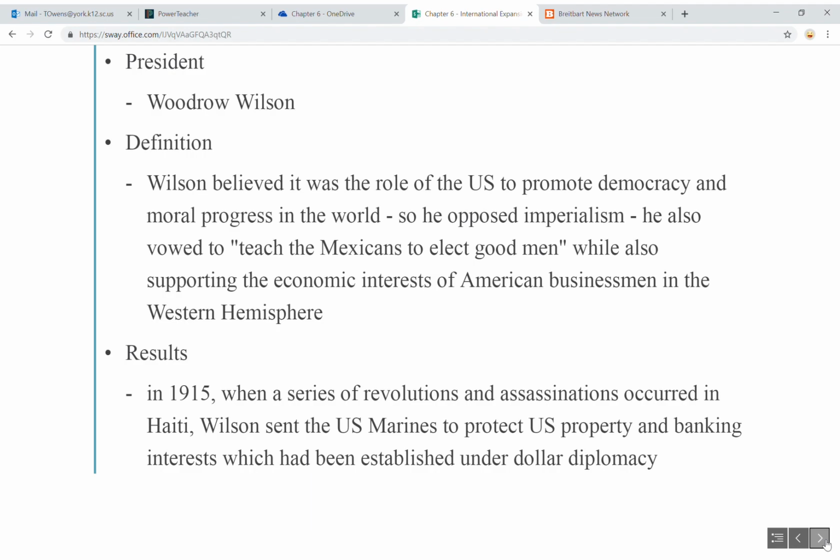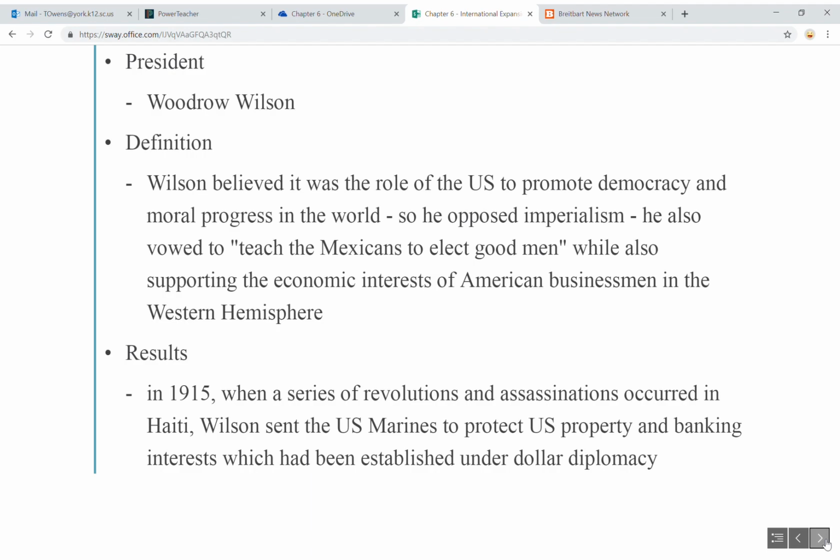His administration, even though he's not a fan of a lot of this stuff, was not devoid of conflict in Latin America. In 1915, he involved himself in Haiti. I said Haiti with Taft, and it wasn't Haiti, and I'll come back to that later. But Wilson is going to send Marines in to protect the property and banking interests. But again, very much using dollar diplomacy for that.